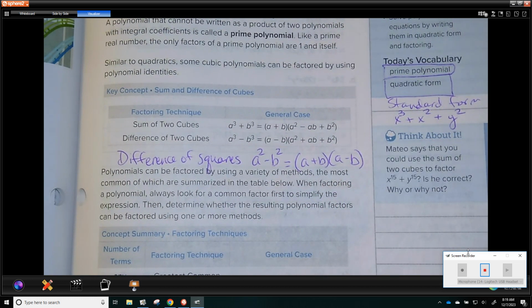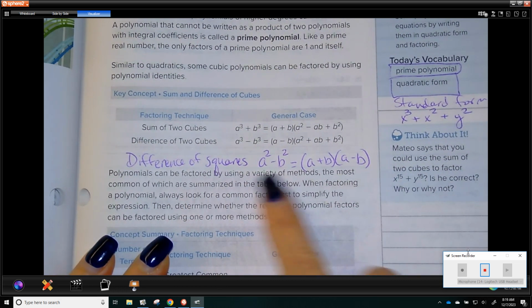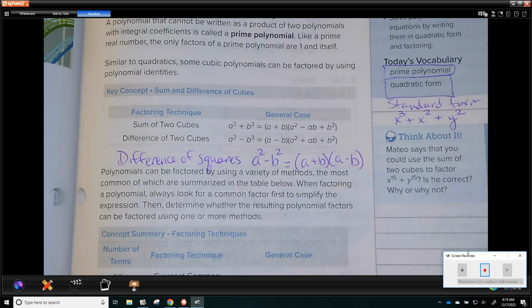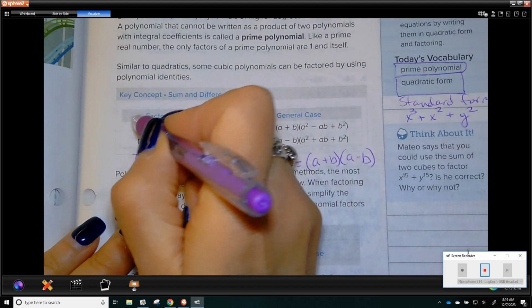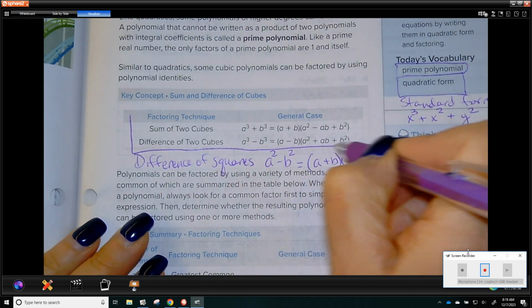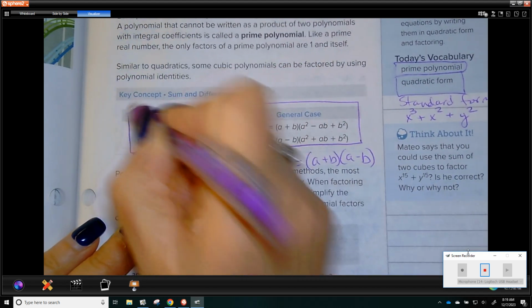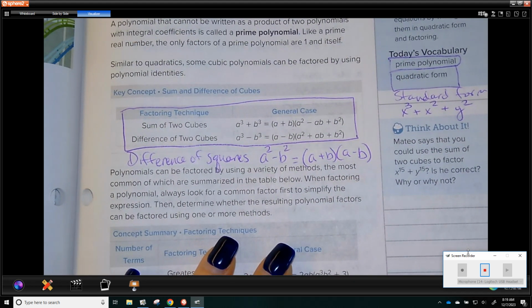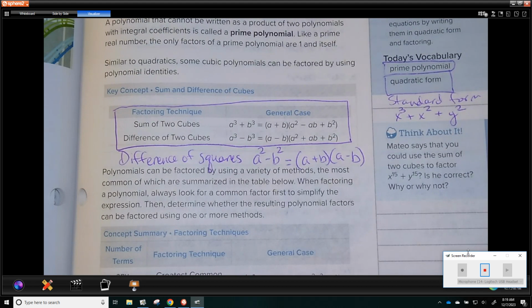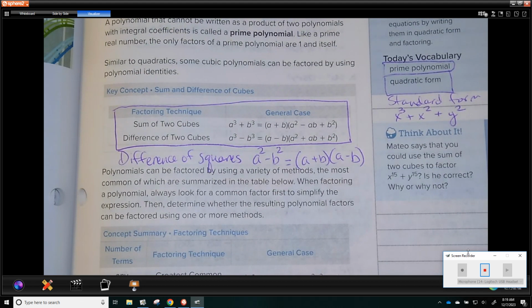Well, now we have two more for sum and difference of cubes. For sum of squares, that's an imaginary number or a complex number. But for difference of squares, you get this. But for cubes, we have this. Now, I will have that available to you and you'll be able to write it down. But there is an easy way that I have remembered what it is.